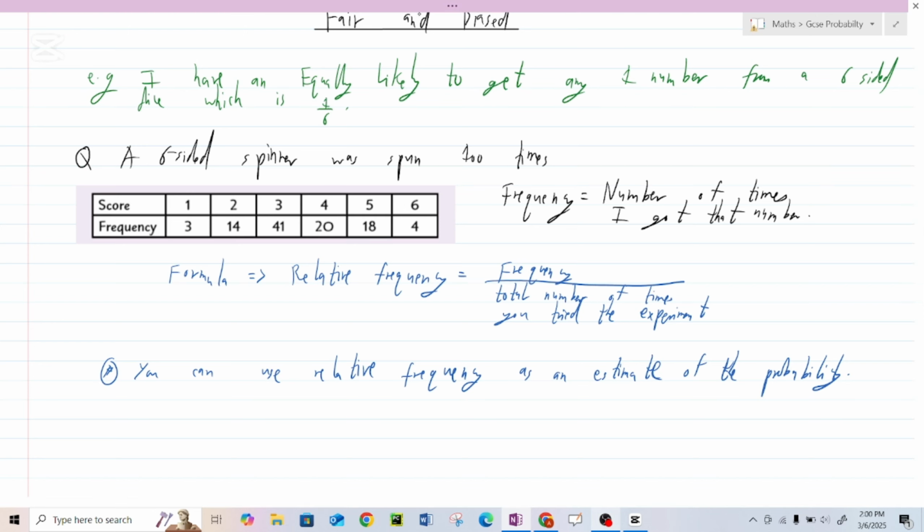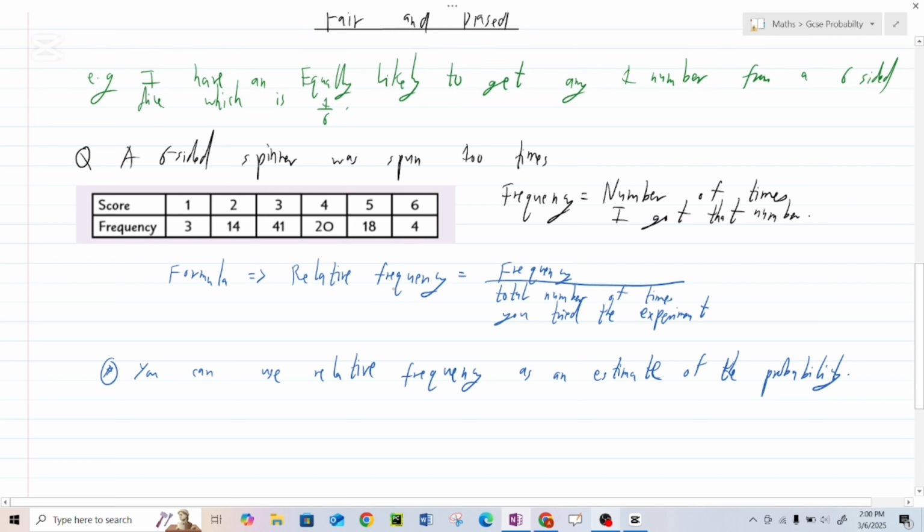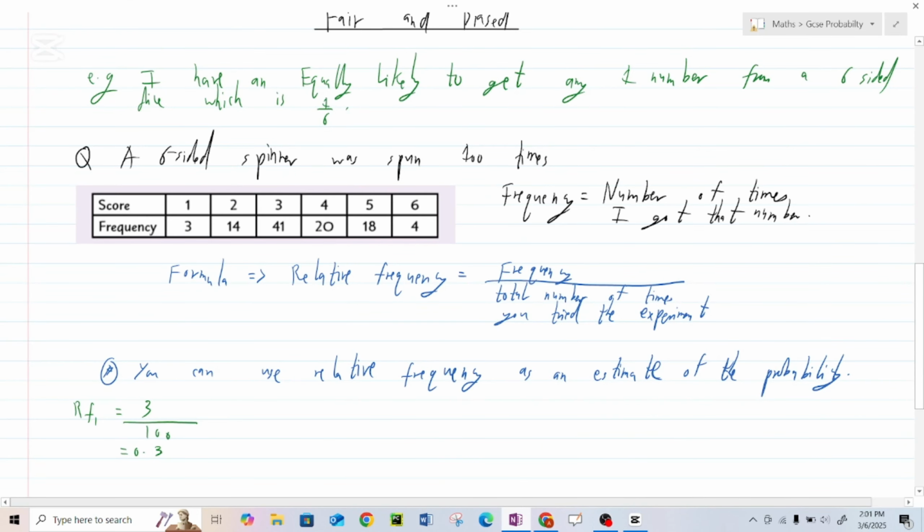Okay, now let's see. First, we can find the relative frequency one by one. The relative frequency for this would be the frequency, that is 3, divided by the total number of times I tried the experiment, that was 100. So the relative frequency for 1 is 3 divided by 100, that's going to give me 0.03, not 0.3.